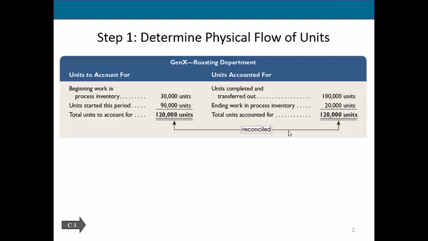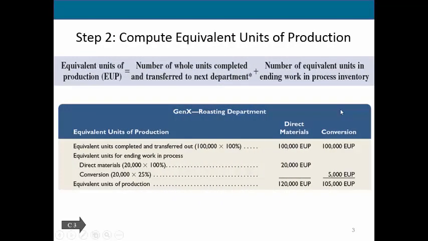Now what's important to know is if we completed 100,000 units, we don't actually have to compute equivalent units for these because they are 100% complete. But we do have 20,000 units that are not complete. So we need to look at how far they are through the process and compute our equivalent units for these 20,000 units depending on how far they are through our overall manufacturing process.